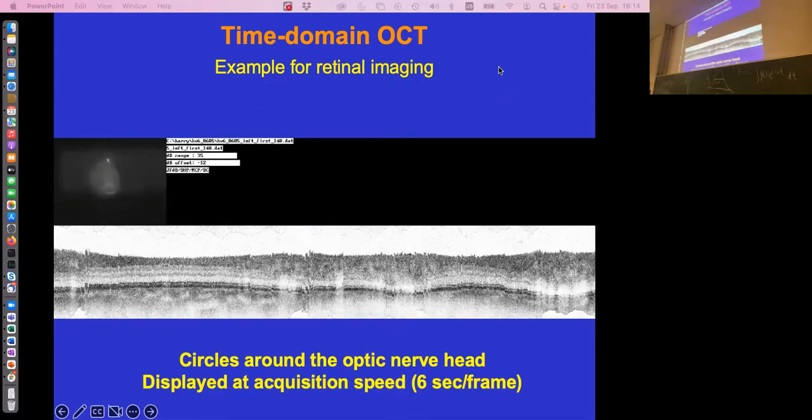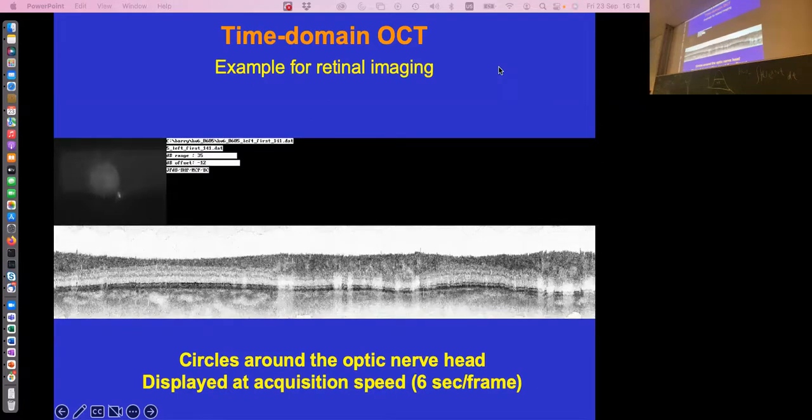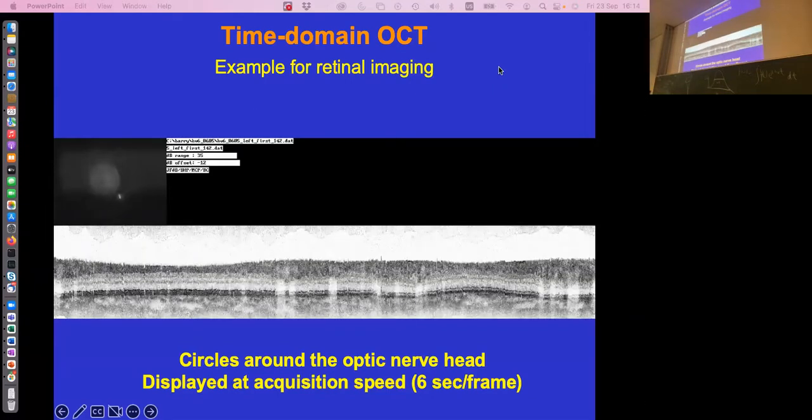This is an OCT image acquired in about 2000. What we look at here, it's not really visible, is a camera that films through the pupil, the back of the eye. And what we can see here is this dot. This is the laser beam on the back of the eye, and it makes a circle around the optic nerve. And every time a circle is completed, you see this cross-section of the retina over that circle.